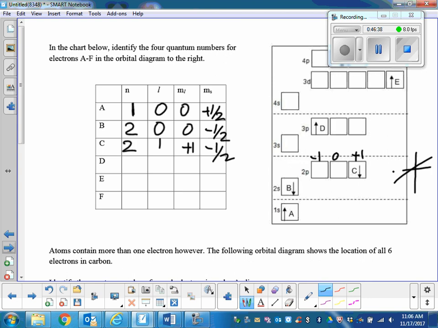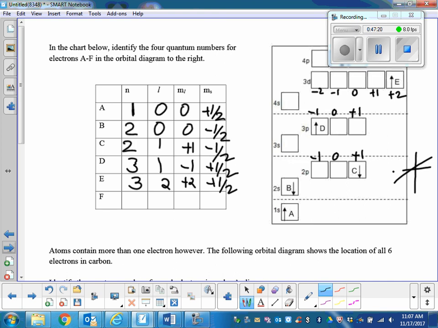Alright, let's do this one. The energy level is 3, L is 1, ML can be what? You can say it's -1, it's an up arrow, let's say it's a +half. Alright, let's do the next one. What is the energy level? 3. What is the value of L for d? 2. So if you number -2, -1, 0, +1, +2, what is your ML here? +2. It's an up arrow, it's a +half.